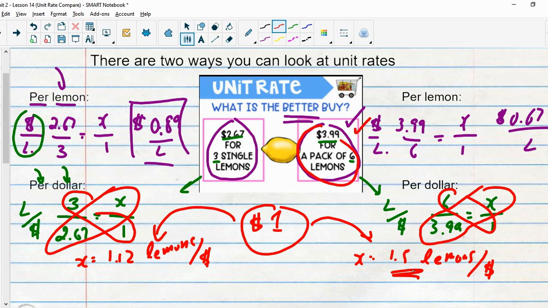Right? Because why? Yeah, because I'm getting more lemon. I'm getting a fraction more of a lemon. So even though most people don't care, this is still the better deal. Okay? All right. Let's do another one.